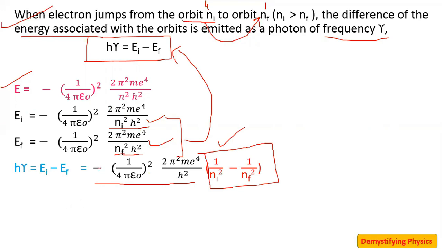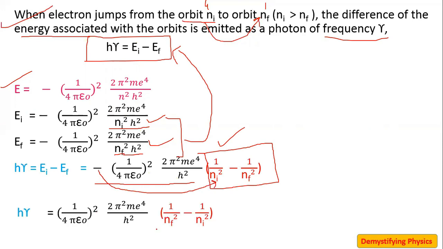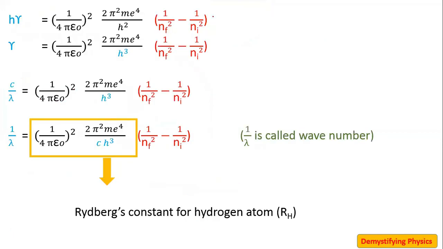The next step is take this negative sign inside the bracket. So it will become 1 by Nf square minus 1 by Ni square. Next, what I'm doing, I'm bringing this h here. So this is the frequency of the emitted photon. It is equal to this value, h cube will come here.